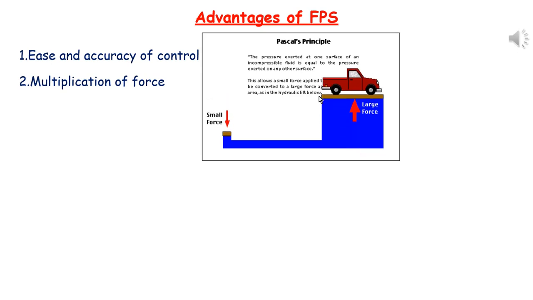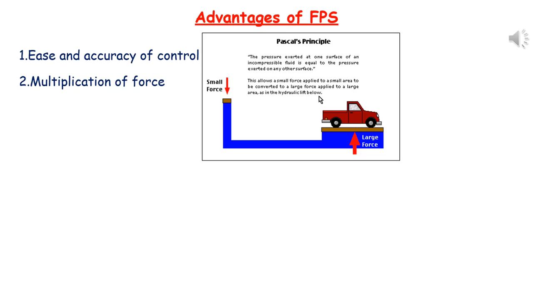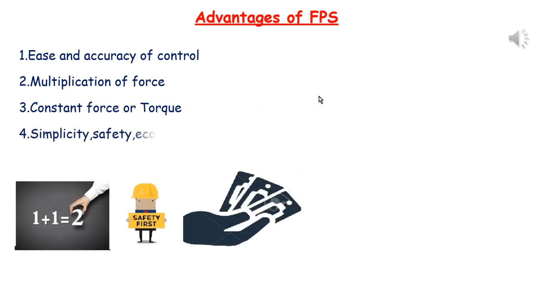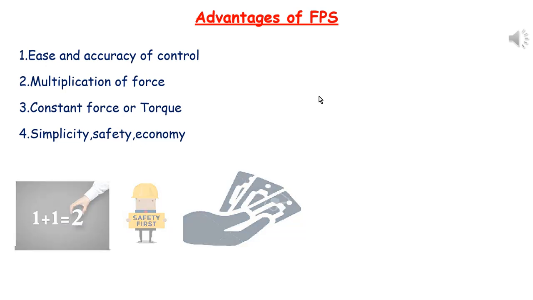In detail regarding this Pascal's law, we will study it in the next class. Third one, constant force or torque. For fluid power system, force is always constant and it is always independent of any speed variation. The force or torque remains always constant, independent of any speed variation. Next, simplicity, safety, and economy. These fluid power systems are simple in construction and have higher safety precautions.